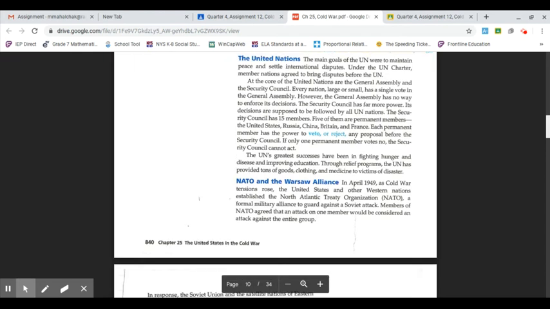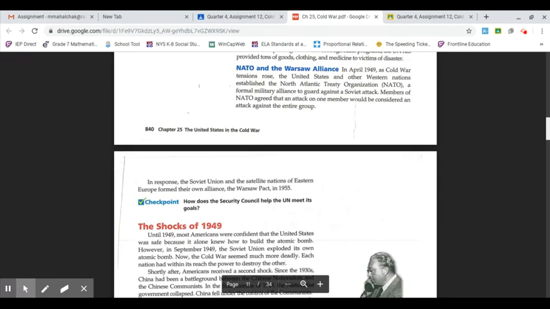NATO and the Warsaw Pact. In April 1949, as Cold War tensions rose, the United States and other Western nations established the North Atlantic Treaty Organization, or NATO, a formal military alliance to guard against a Soviet attack. Members of NATO agreed that an attack on one member would be considered an attack against the entire group. In response, the Soviet Union and the satellite nations of Eastern Europe formed their own alliance, the Warsaw Pact, in 1955.